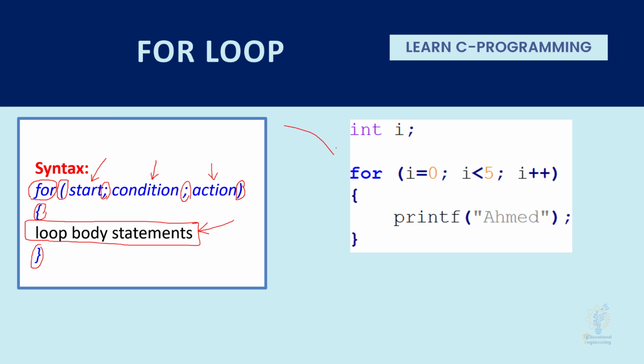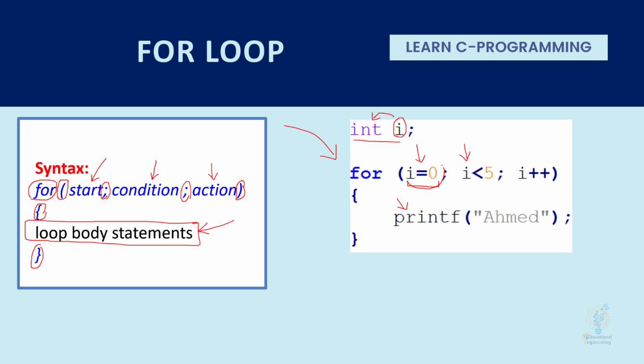Now, let's look at this example to understand the syntax. First, we created a variable. The name is i, the type is integer. Then, we added the starting point here, i equals 0, which is the starting point for the number of iterations that we want. Here is the condition. As long as i is less than 5, this block of code will be executed.